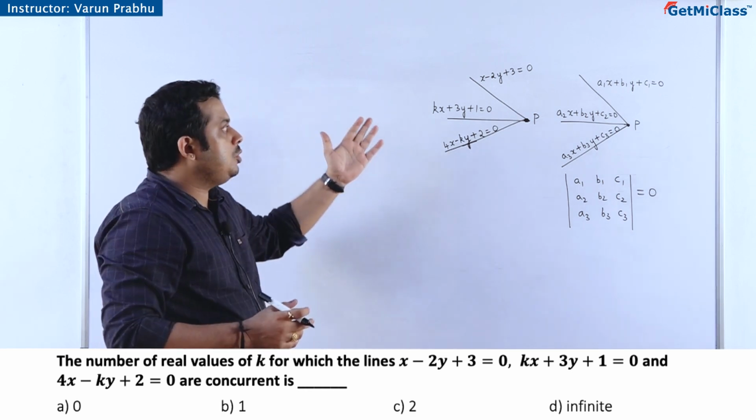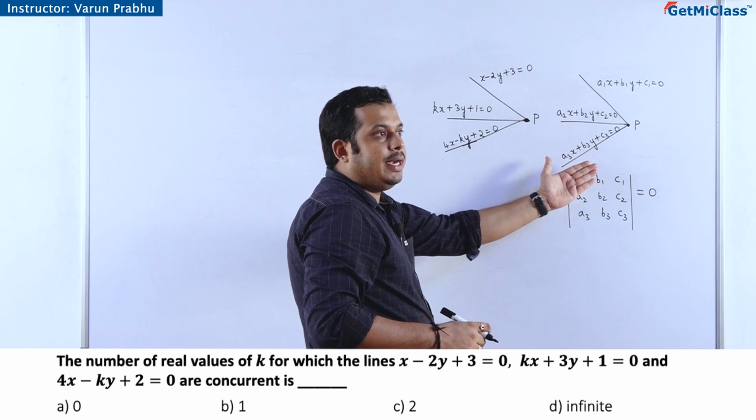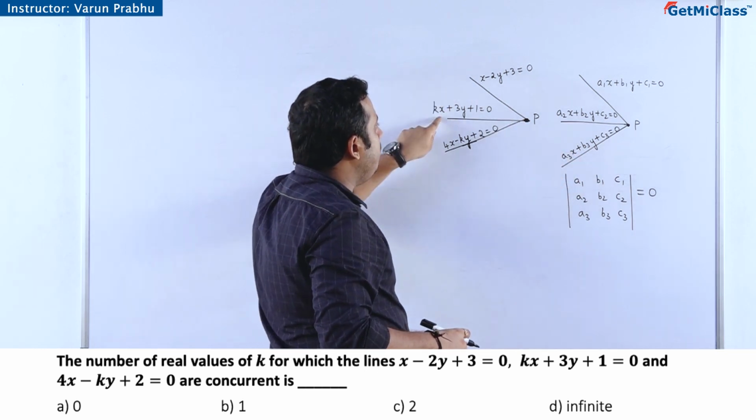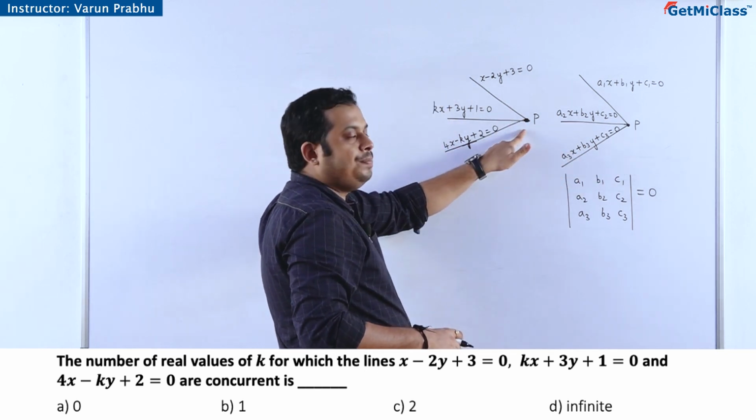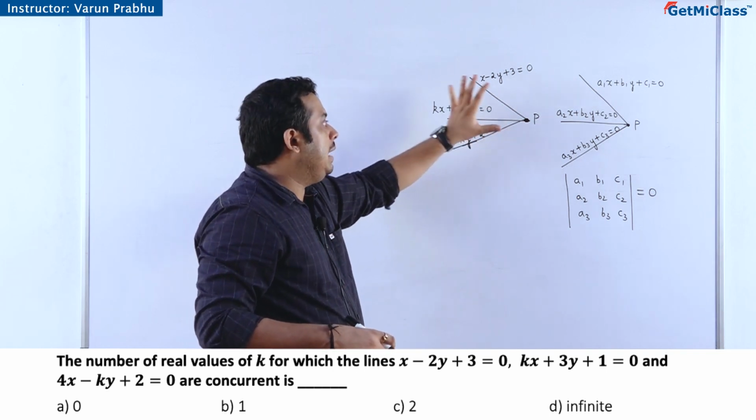If you look at this question, students, I've already written this and kept y because this is already discussed in the synopsis, right? It's told in the problem: the number of values of k for which the three lines are concurrent. How many values of k will make these lines concurrent?